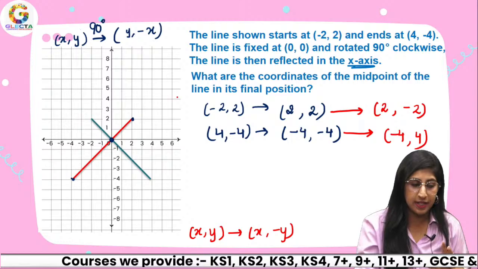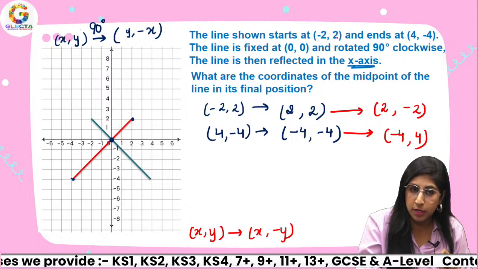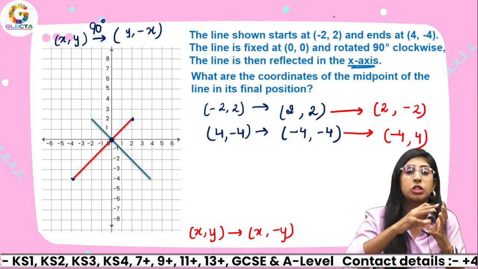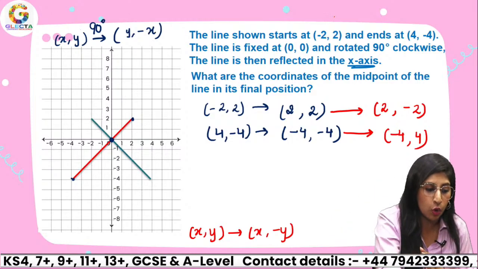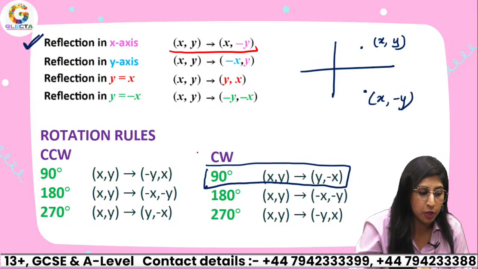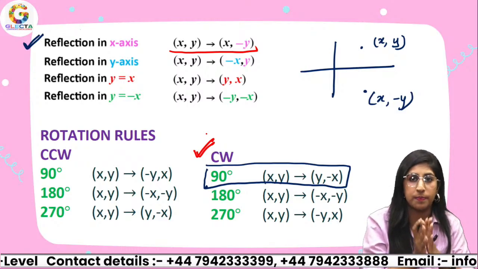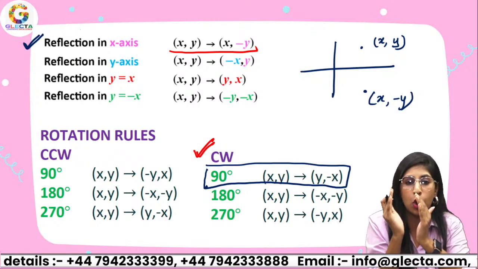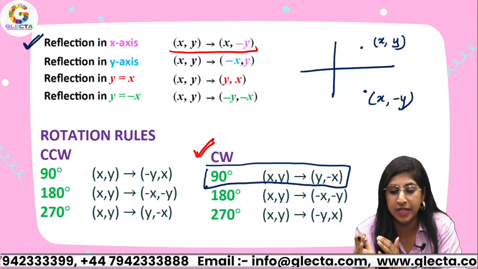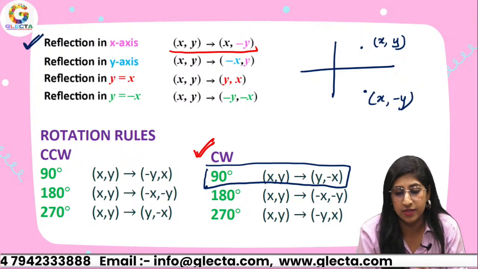These are my coordinates, starting with negative 2, 2. If I want to rotate it 90 degrees clockwise, I'm just going to use this formula for clockwise rotation. I have the coordinates x, y, and I'll be getting y, negative x.